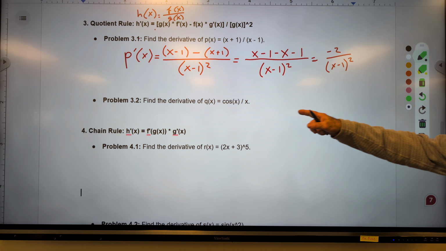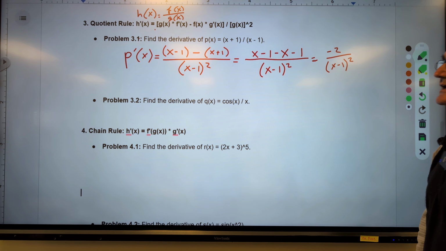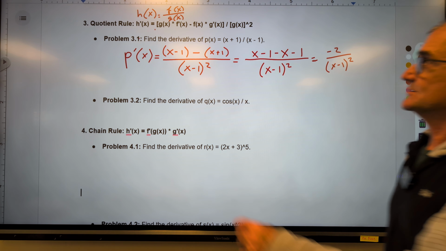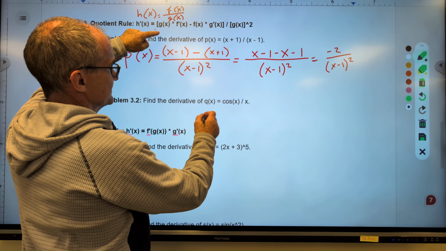And then here's a second problem. Now my numerator is a trig function divided by an x. We're going to still use that quotient rule there. So we're going to take the denominator, g of x. So my function is q of x.